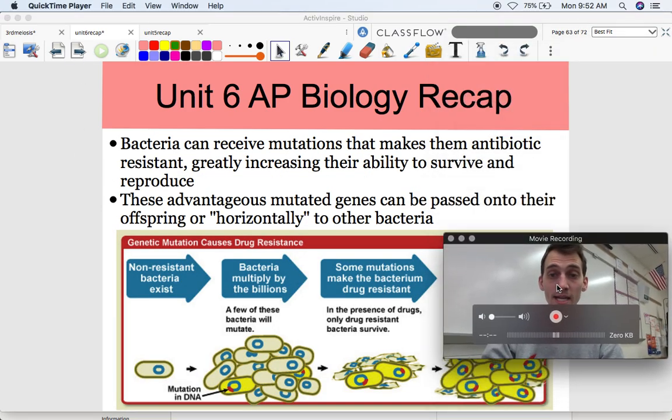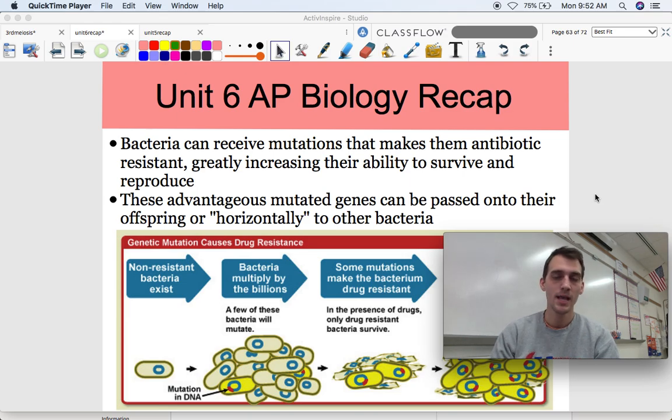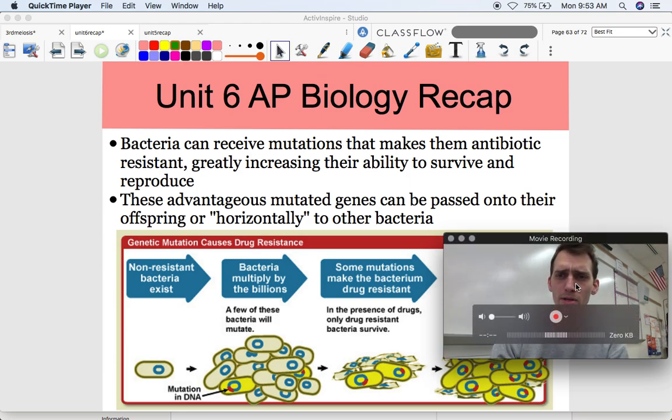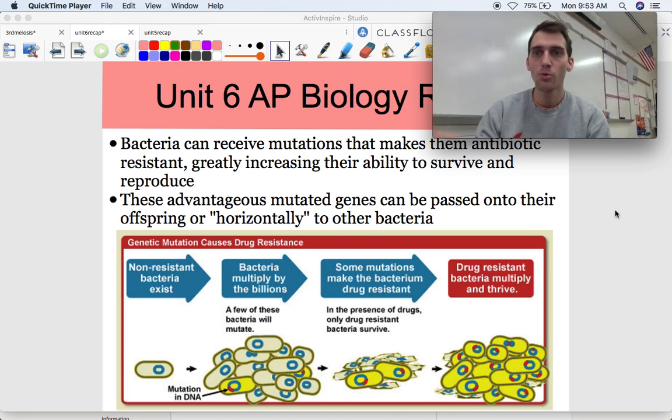Speaking of beneficial mutations, bacteria, antibiotic resistance. How do prokaryotes become genetically diverse? This is basically how. Bacteria can receive mutations that make them antibiotic resistant, greatly increasing their ability to survive and reproduce. So in certain bacteria, since they reproduce every 20 minutes and they are kind of bad at copying their DNA, they make a whole bunch of mutations, and some of those mutations are exactly what they need in order to help them survive and reproduce.